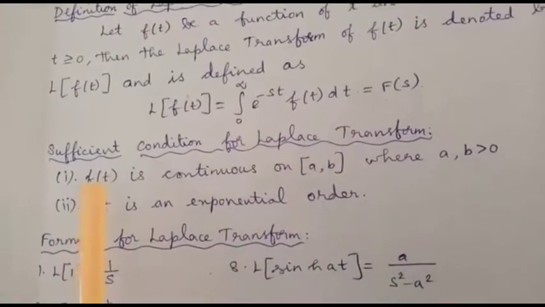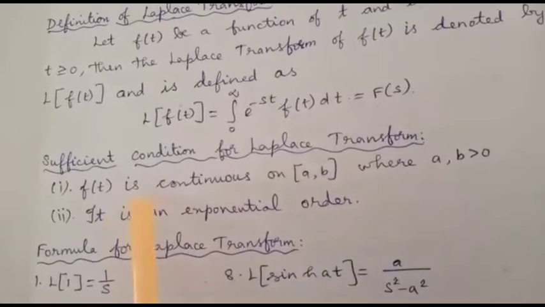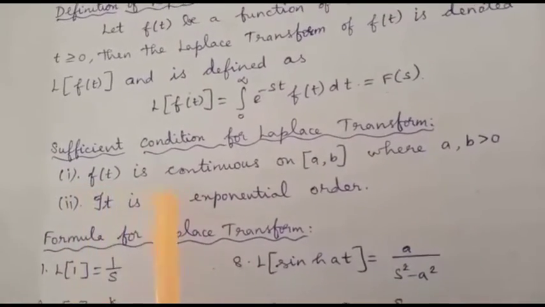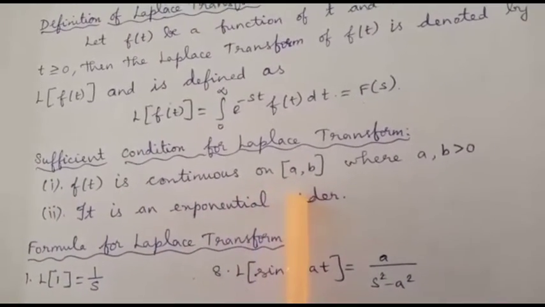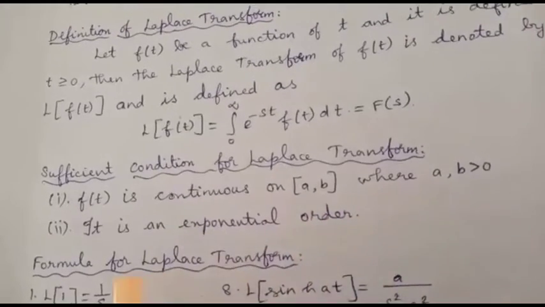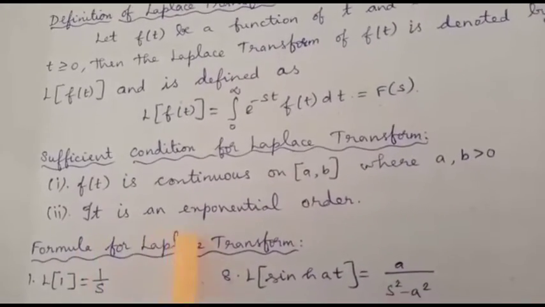Now let us see some sufficient conditions for Laplace transform. There are two conditions. One is f of t is continuous on closed interval a comma b where a and b are greater than 0, and the second one is it is of exponential order.